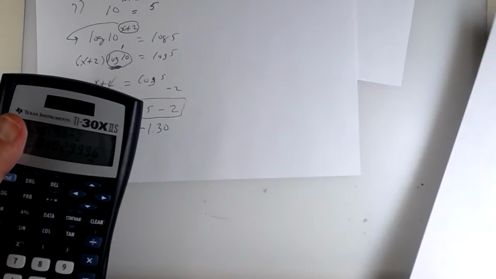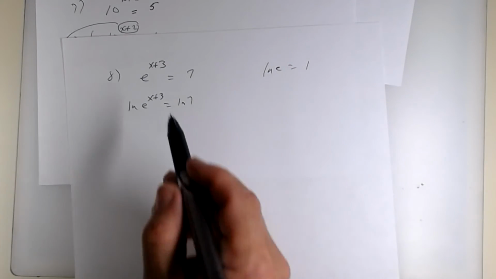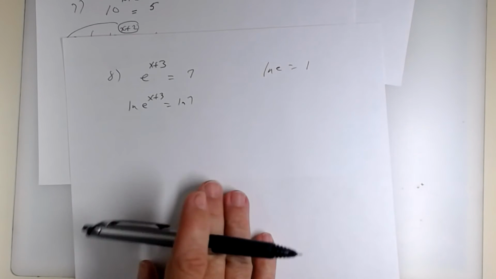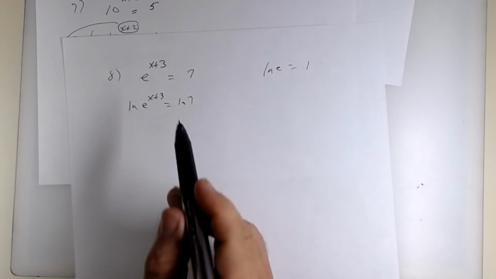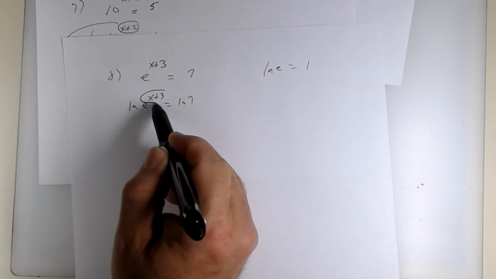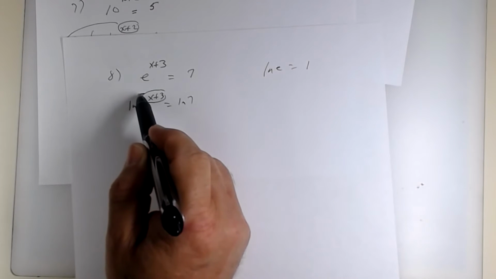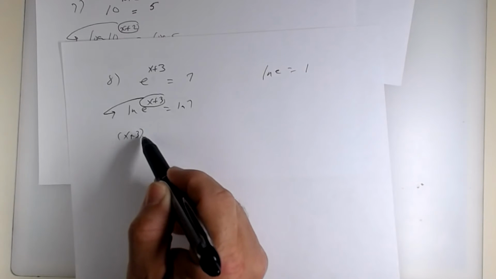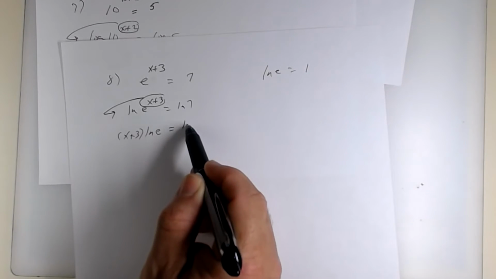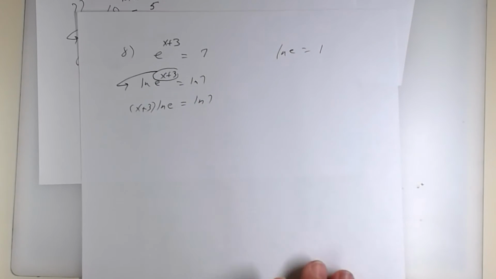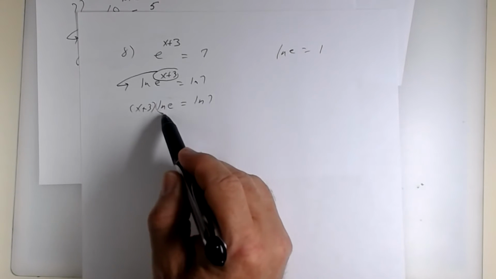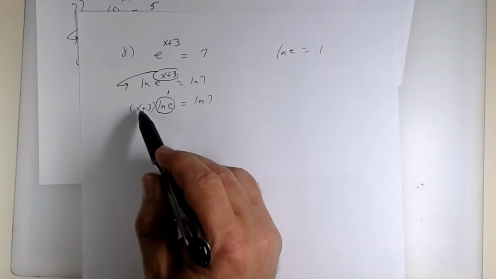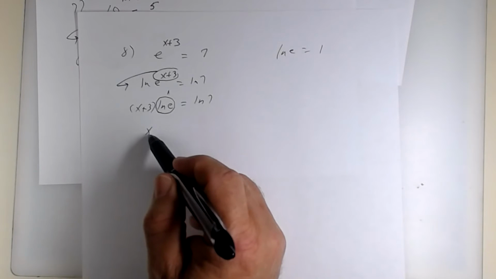All right, let's go back to number 8. What's the next step, do you think? Power rule. You've got to do the power rule first. Bring it to the front. So that's x plus 3 in parentheses times the natural log of e equals natural log of 7. And what's the natural log of e? And x plus 3 times 1 is just x plus 3.